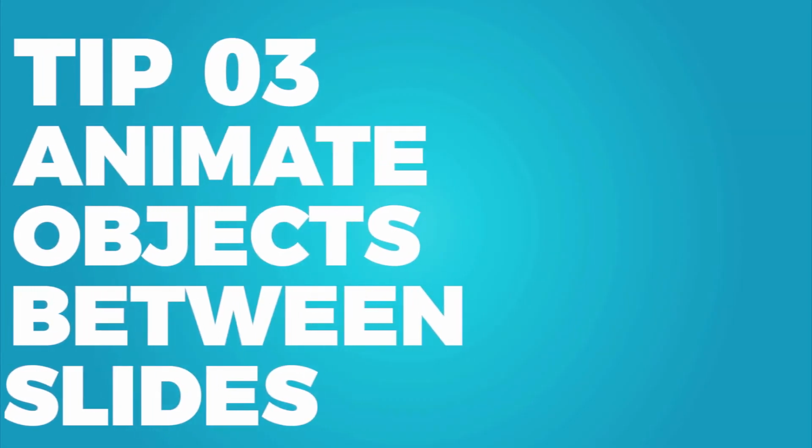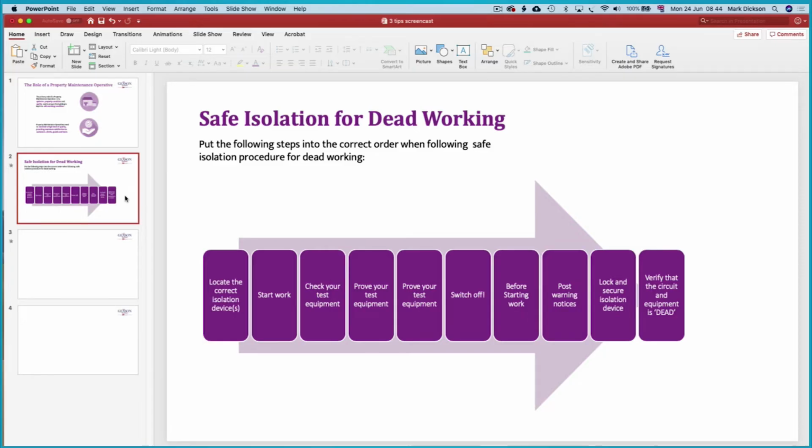And finally, tip 3, animating objects between slides. Okay, so we've got our process infographic created and all the objects are ungrouped. We've set the learners a card sorting exercise to see if they can arrange the steps into the correct process. We now need a slide to show the correct process so the learners can check and adjust their answers.